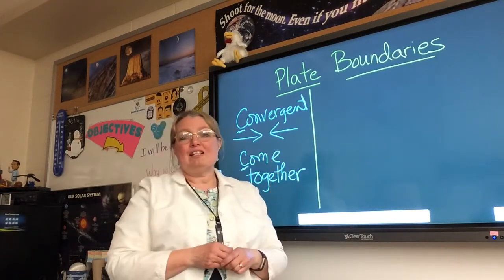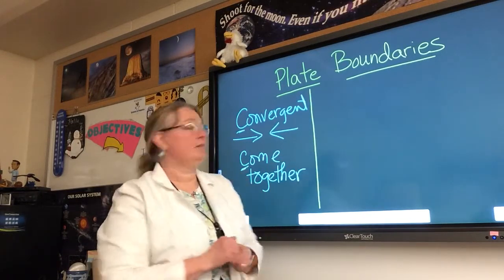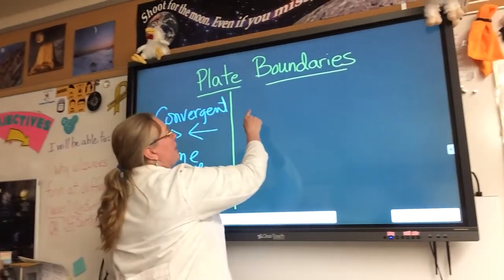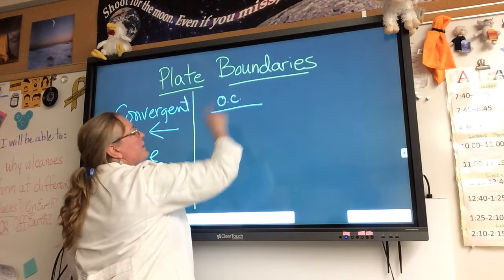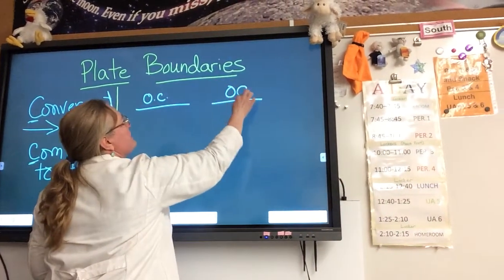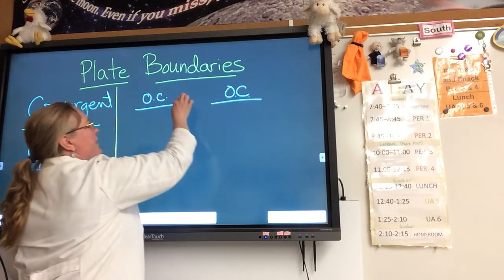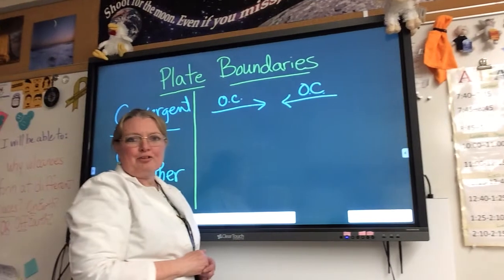So let's take a look at what happens when two oceanic plates come together. Okay? So I'm going to do OC for ocean crust. And here's my other ocean crust. And they're going to come together. And the place where they meet is going to be the plate boundary.